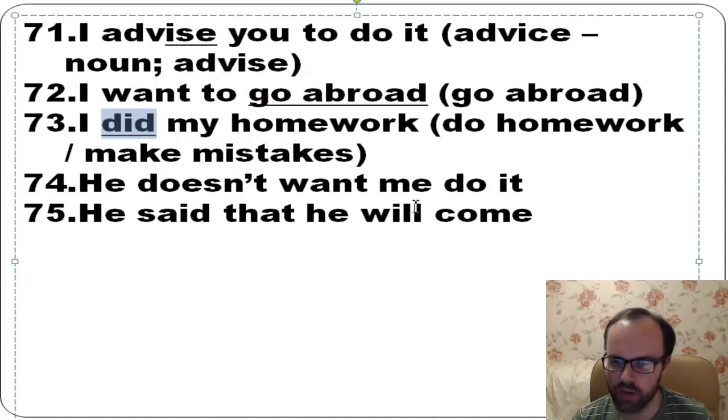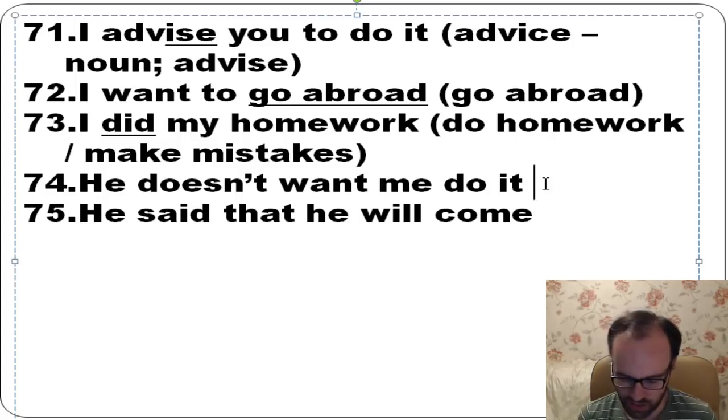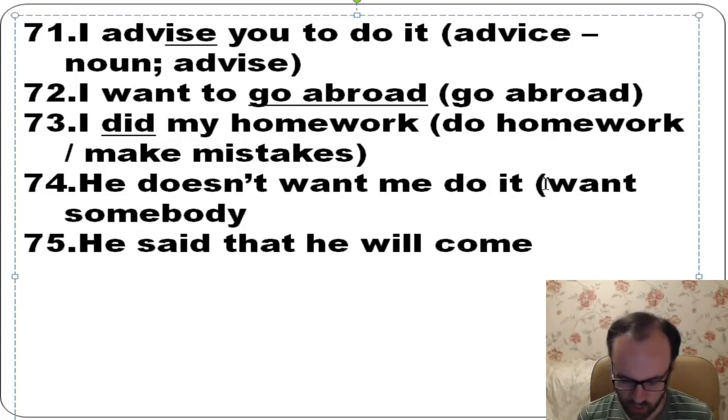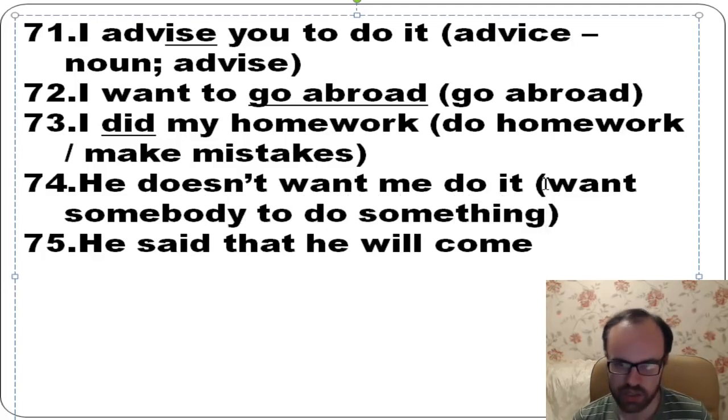He doesn't want me do it. Maybe I want to do something, but he doesn't want it. Remember this structure. Want somebody to do something. So he doesn't want me to do it.